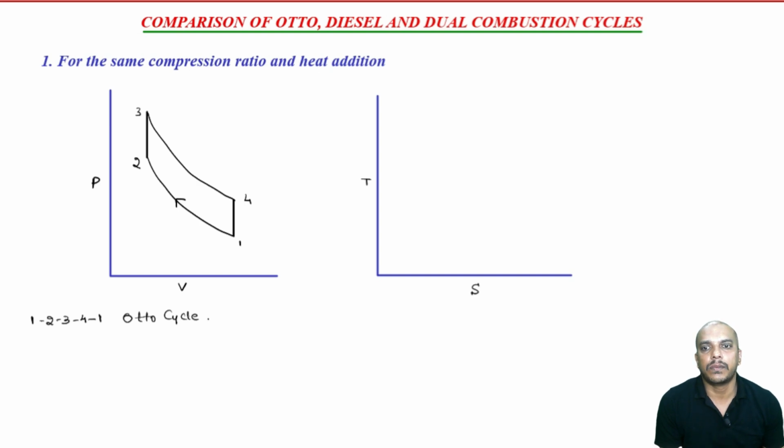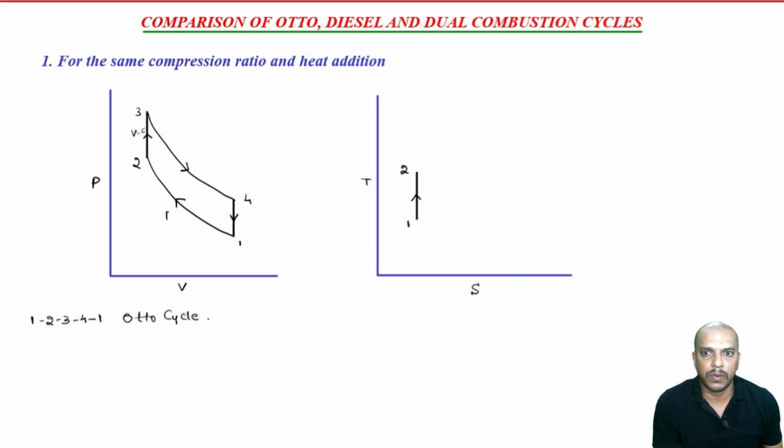Okay. So similarly we can draw a TS diagram as well. How does the TS diagram look like? We know that in the TS diagram, 1 to 2 is reversible adiabatic. So, adiabatic process is isentropic process, reversible adiabatic, entropy remains constant. So, 1 to 2 would look like this. Then 2 to 3 is constant volume.